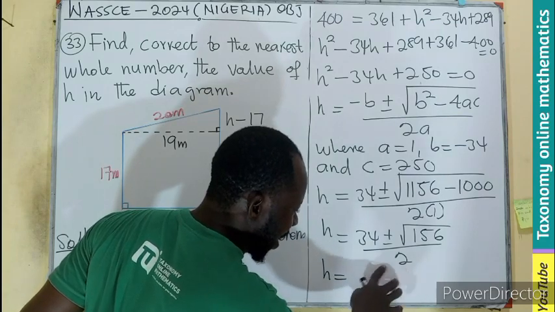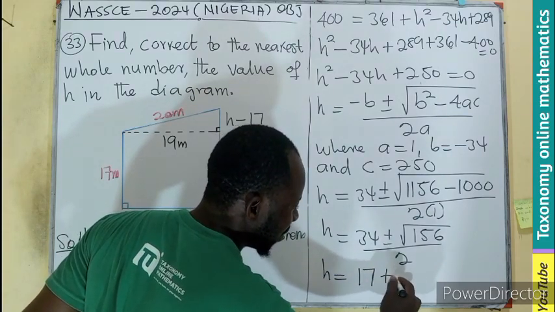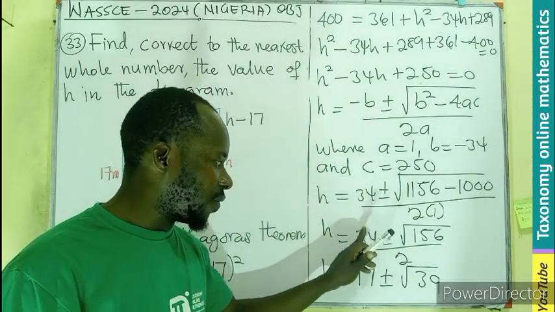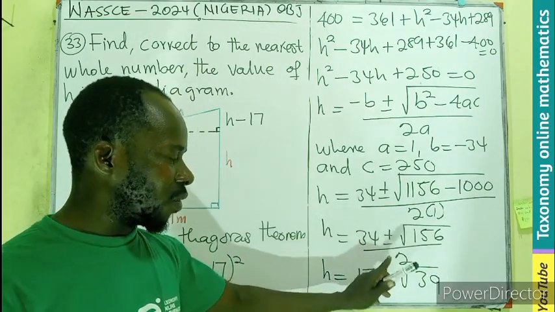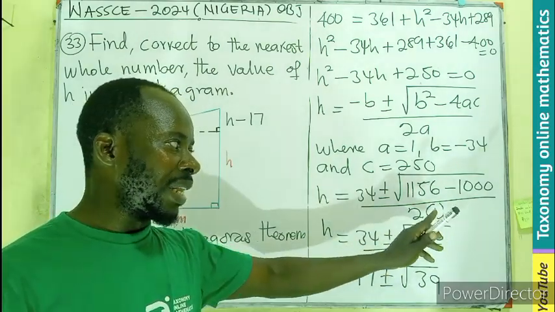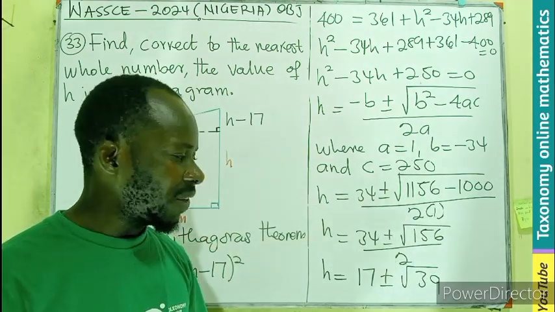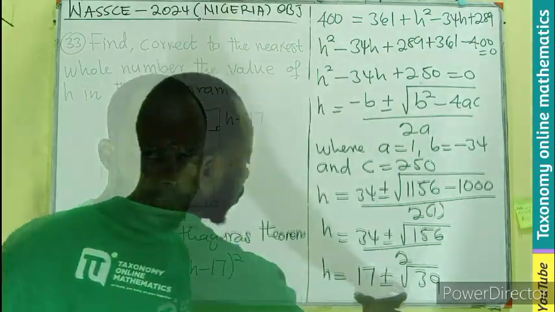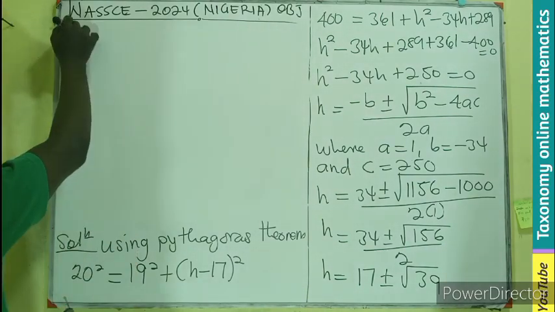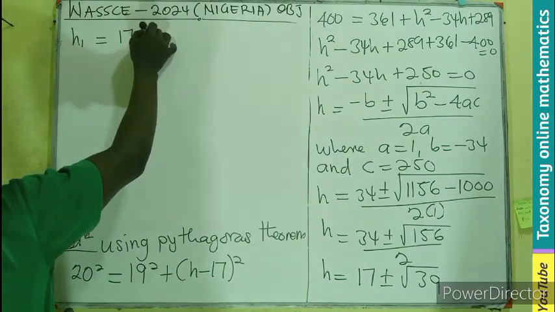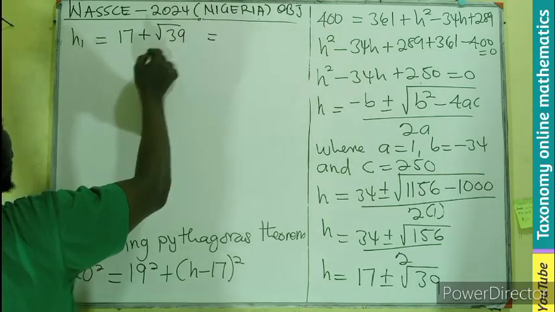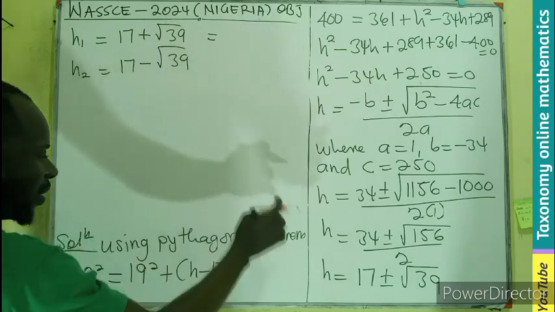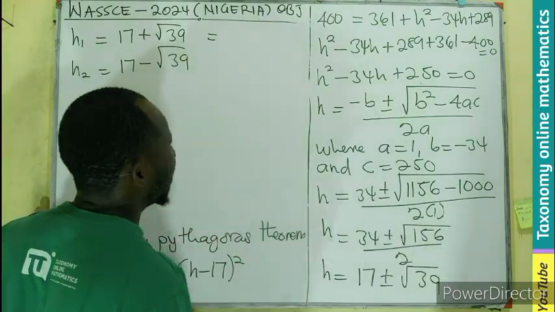So your h will be nothing but 34 divided by 2, which will give us 17, plus or minus the root of 39. So this is 34 divided by 2. That will be 17 plus or minus 2 root 39 divided by 2. The 2 will cancel, giving you this. So when you find this in decimal, you might be finding the value of this. So from here, we can say our first value of h will be 17 plus root 39. Then the second value of h will be 17 minus root 39. This is plus or minus. So the first value and the second value.